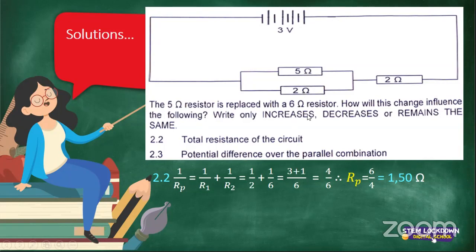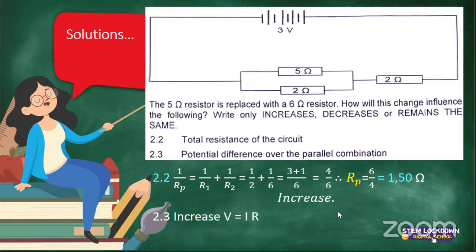So the answer would increase, because remember last time it was 1.43. Now it's 1.5. So we are adding 1.5 plus 2, which will be 3.5 instead of 3.43 that we get with the 5 ohm resistor. So the answer should be increase.